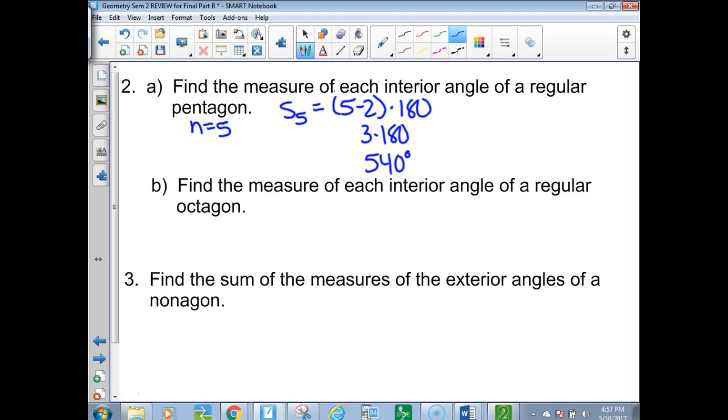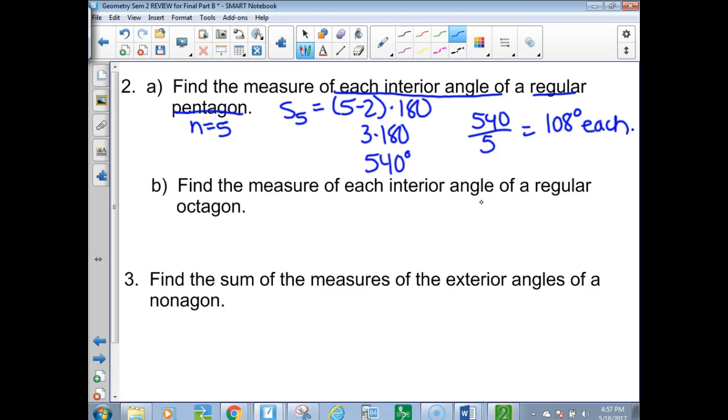When we want to know what each interior angle is, it has to be, of course, a regular pentagon. To do that, we take 540 and divide by the number of angles, which is the same as the number of sides. So we do 540 divided by 5, which gives us 108 degrees for each interior angle.